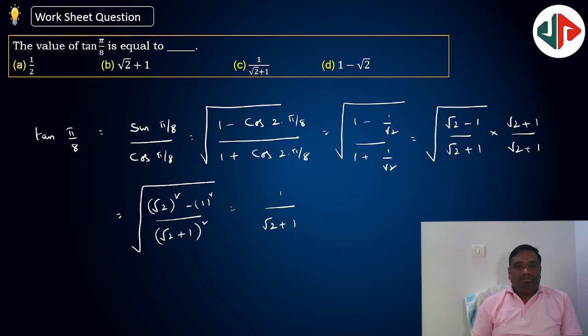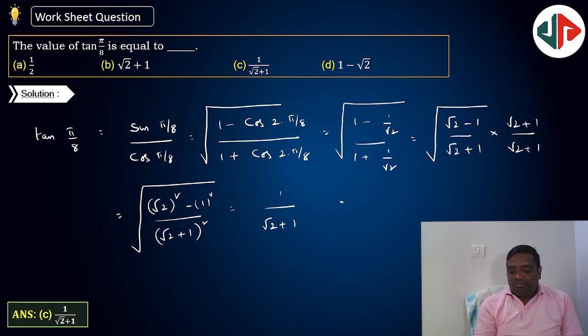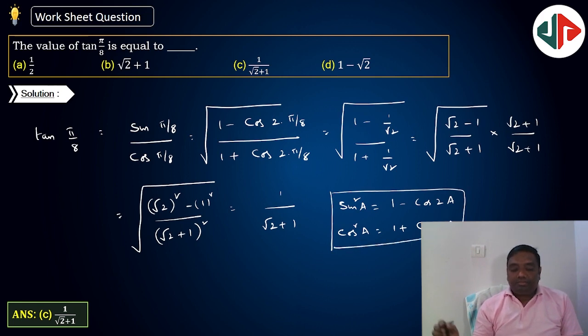Anything is the same. Here the formulas: sin square A is equal to 1 minus cos 2A by 2, and cos square A is equal to 1 plus cos 2A by 2. If you know these values, then you can see. These are very standard formulas. If you remember them, we can easily find out.